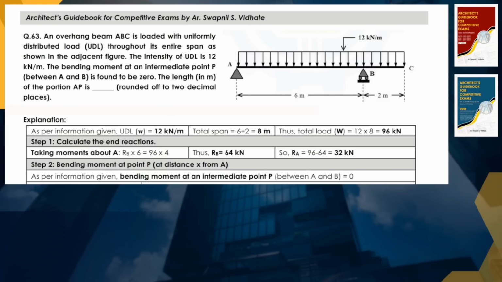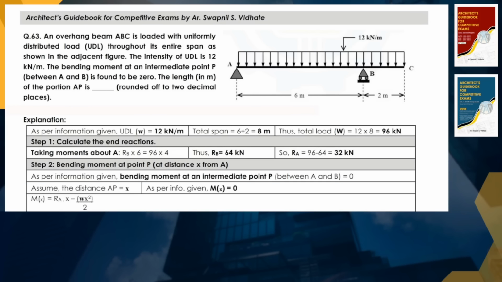So as per the information given, the bending moment at an intermediate point is 0, between point A and B, right? So assume that the distance AP is X. As per the info given, the bending moment at that particular point is 0. So we can write that the bending moment at X equals RA into X, the reaction at point A into X, minus WX square.